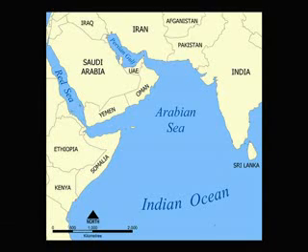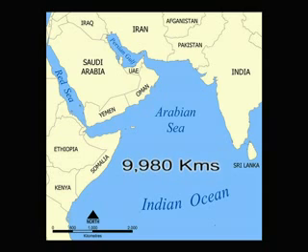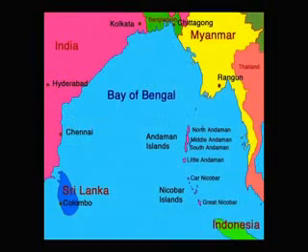The Indian Ocean is about 9,980 kilometers in width. It narrows towards the north and it is divided into two seas by India and Sri Lanka as the Arabian Sea in the west and the Bay of Bengal on the east. The longest north-south distance in the Indian Ocean is about 9,880 kilometers from Pakistan to Antarctica.